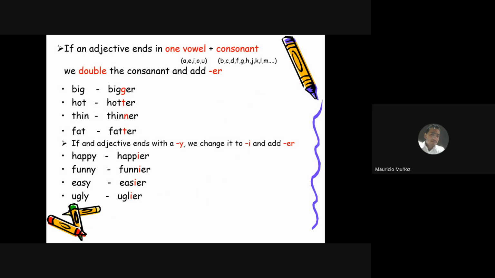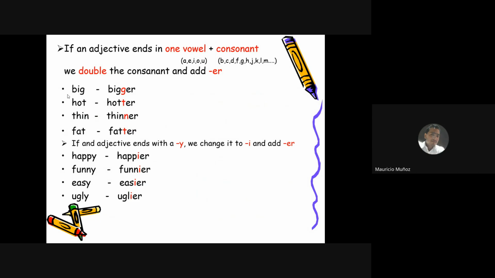So short adjectives are the words, obviously adjectives, that only have one syllable, a single syllable. For example, big is one syllable, hot, thin, bad. With these adjectives, they only have one syllable and the structure is consonant, vowel, consonant. You see? Consonante, vocal, consonante.